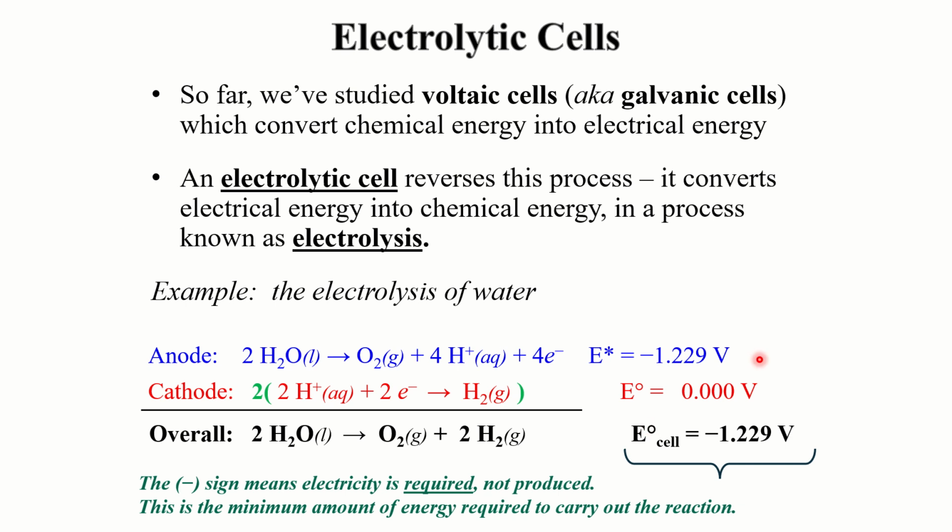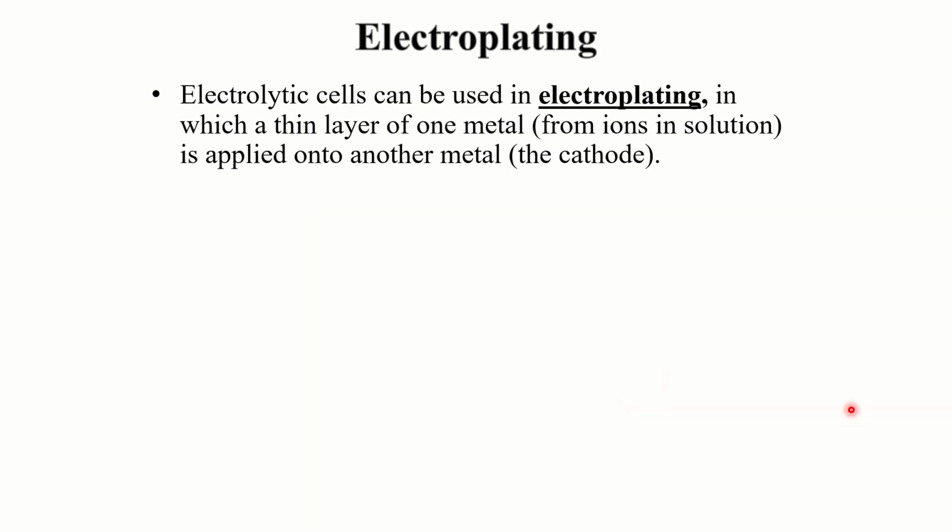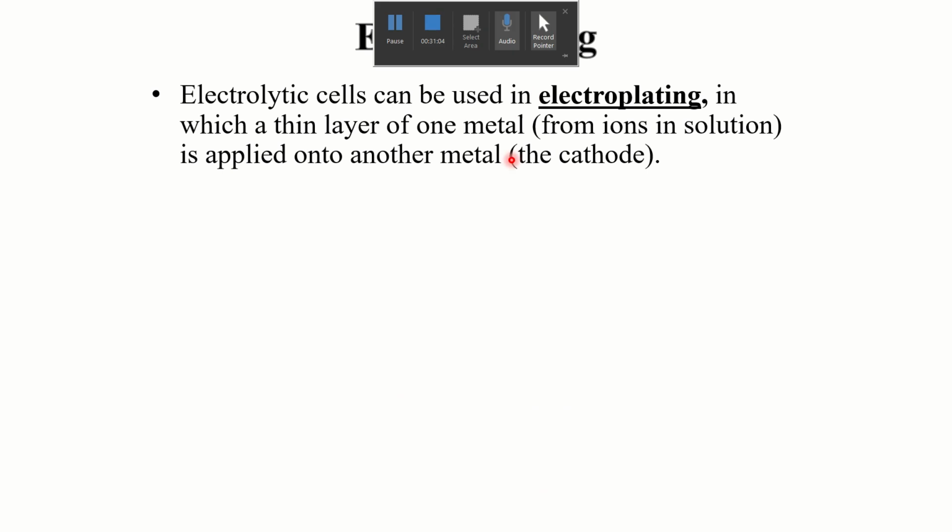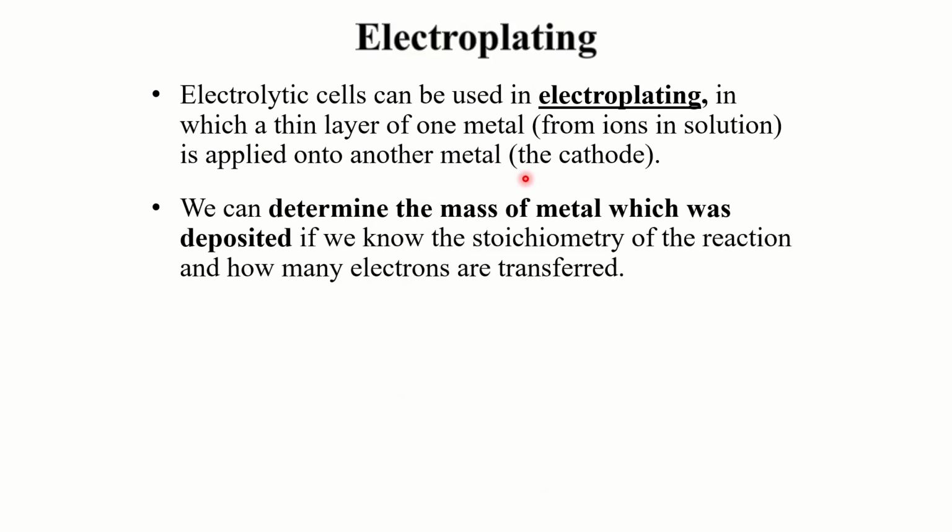It's opposite. A positive sign means electricity is produced. A negative sign means electricity is required. So electrolytic cells are often used in electroplating, in which a thin layer of one metal from ions in solution is applied onto another metal, the cathode.